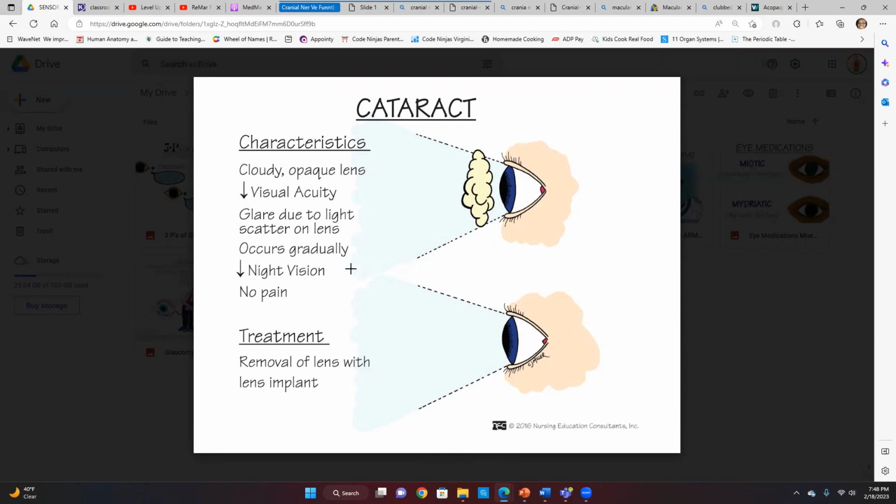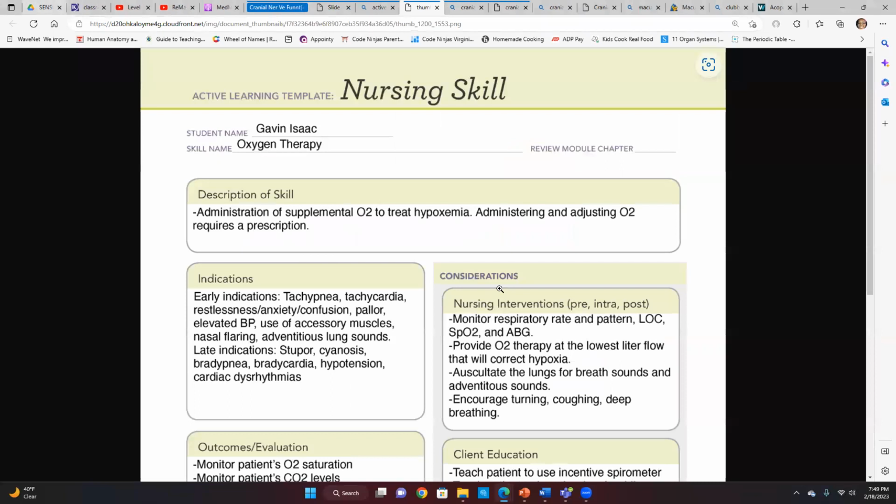And how many of you have seen active learning templates, or they may be called something else? Is anybody familiar with active learning templates? Like a Picmonic or something? It's kind of like a concept map. Let me kind of bring one. So I use one a lot with ATI. So here's an example of one. Okay, these may be really helpful, and let's see if I can make it bigger. Okay, so here's an example.